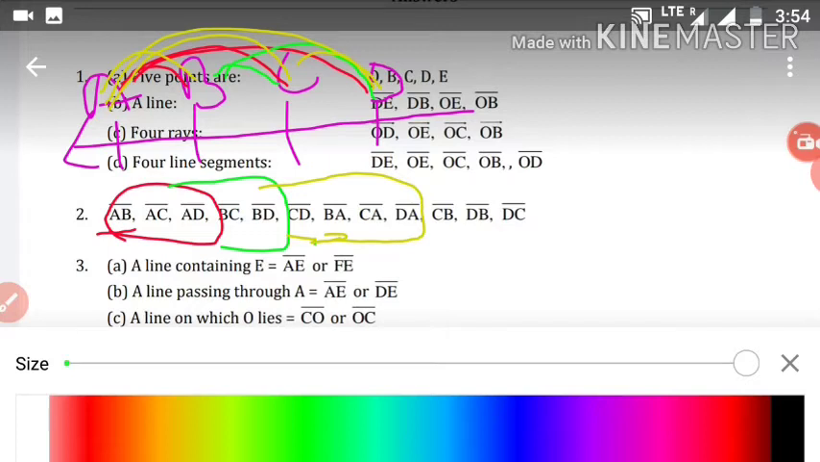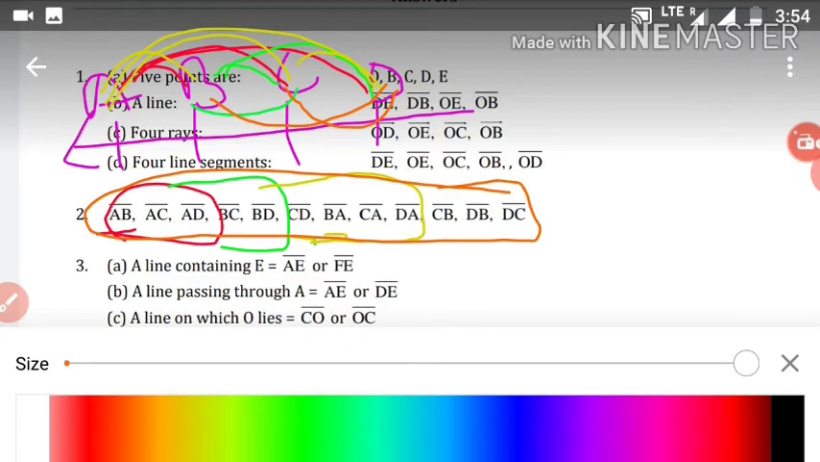Now again you can take CB, isn't it? Then again DB, and last what is remaining? DC. So these are all of them. So in total how many did we get? 12. 1, 2, 3, 4, 5, 6, 7, 8, 9, 10, 11, 12. So we got 12 different lines.